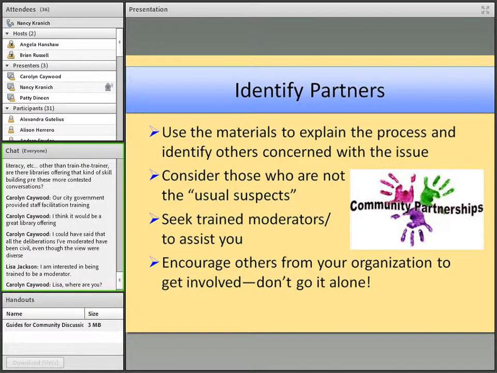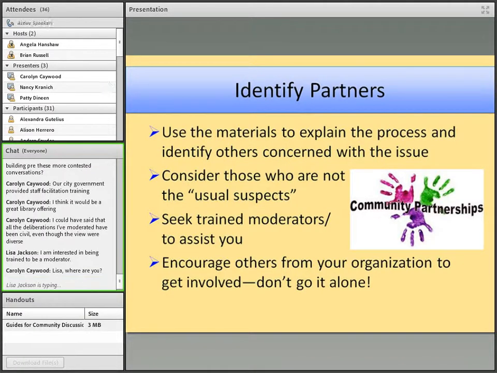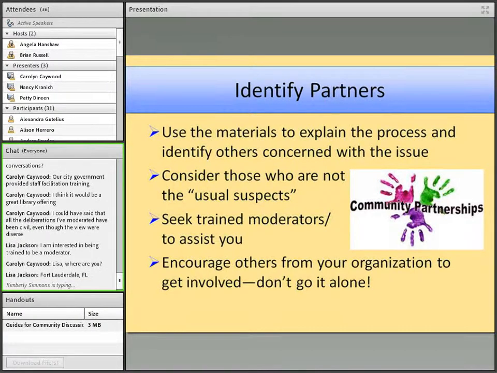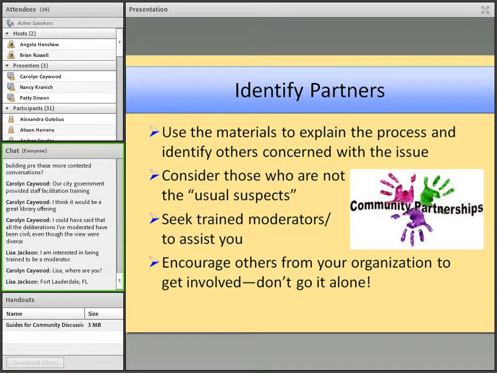So you can see just from the way these materials are framed, you can start to identify not just the usual, but the unusual suspects to join the conversation. And the more unusual you find, the more interesting the conversation will be. So you also want to find moderators and recorders. I know we've already had a question about this.